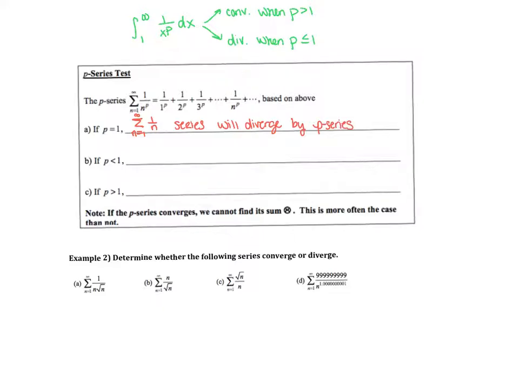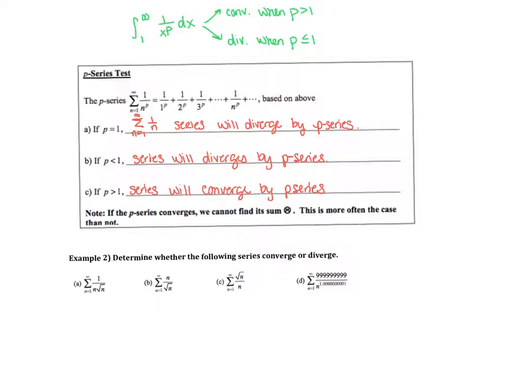So we have p integrals and we have p-series, and they behave essentially the same way. If your p is less than 1, then the series will diverge as well by p-series test. And then if p is greater than 1, the series will converge by the p-series test.